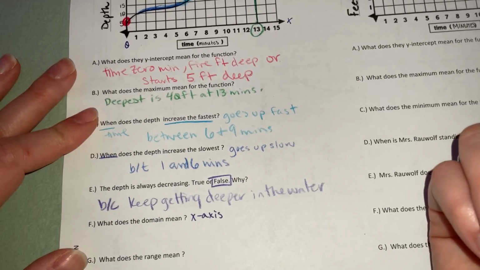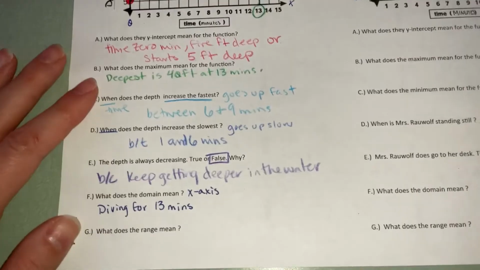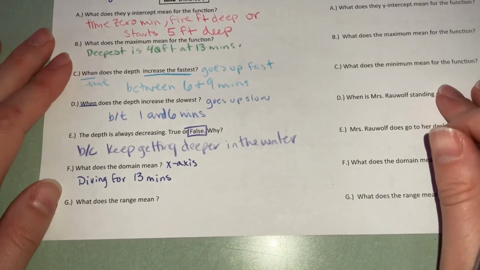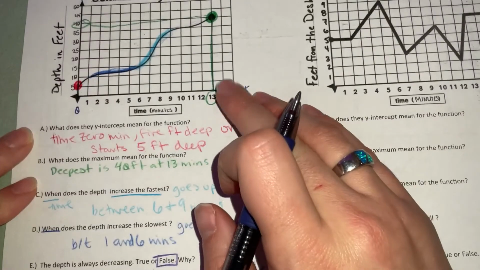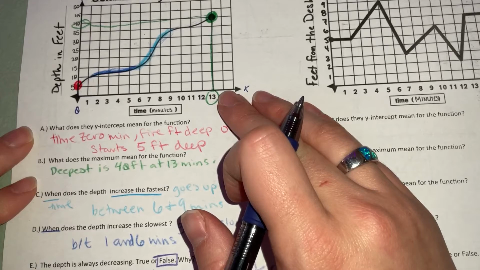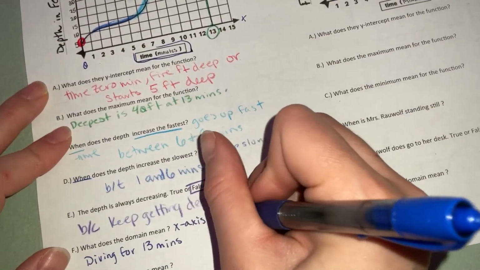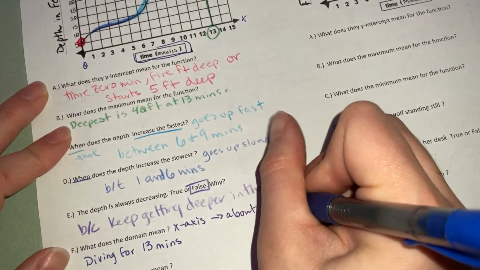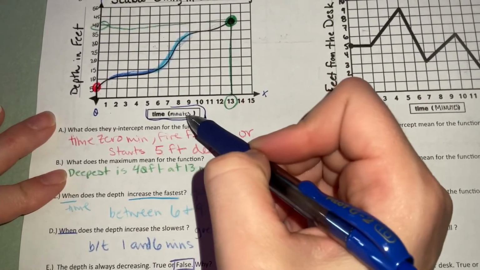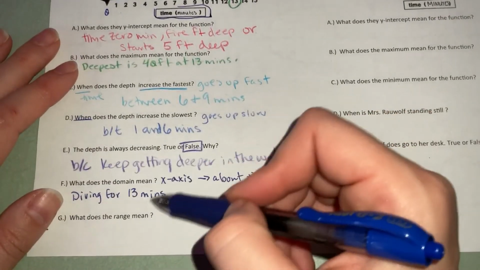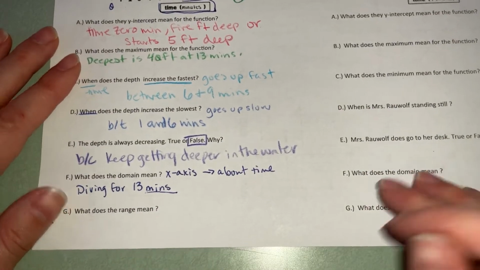You could say a couple of things. One thing you could say is that she's diving, or whoever it is, diving for 13 minutes, right? Because they start at time 0 and they go all the way up to 13 while they're diving. That's one way you could talk about domain, but it has to be about time, right? Because our x-axis is about time. Okay, so if they ask you what does domain mean, look at what that x-axis is talking about and then write about what that means. Like, for example, I said diving for 13 minutes. I talked about the time.